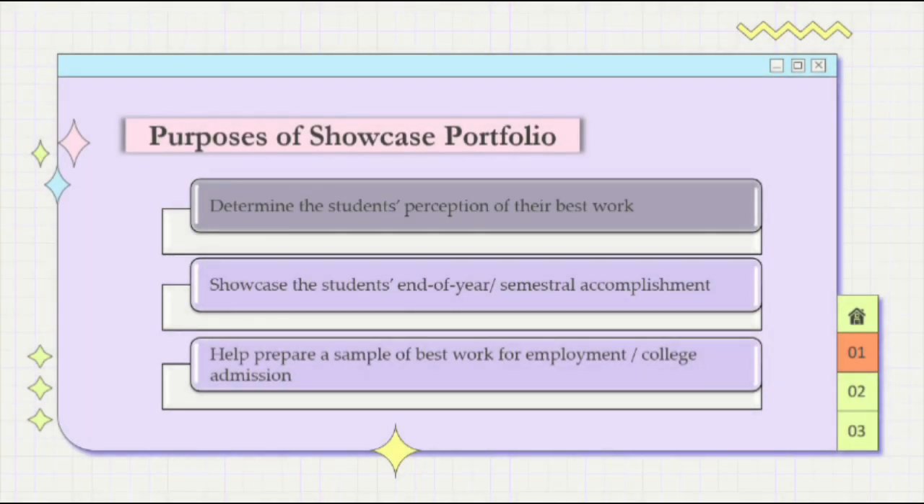Now, what are the purposes of Showcase Portfolio? So from the definition, we can deduce that Showcase Portfolio helps determine the student's perception of their favorite, best, or most important work. It can also showcase the end of year or the semestral accomplishment of each learners. And lastly, it can also help prepare a sample of best work for employment or college admission.